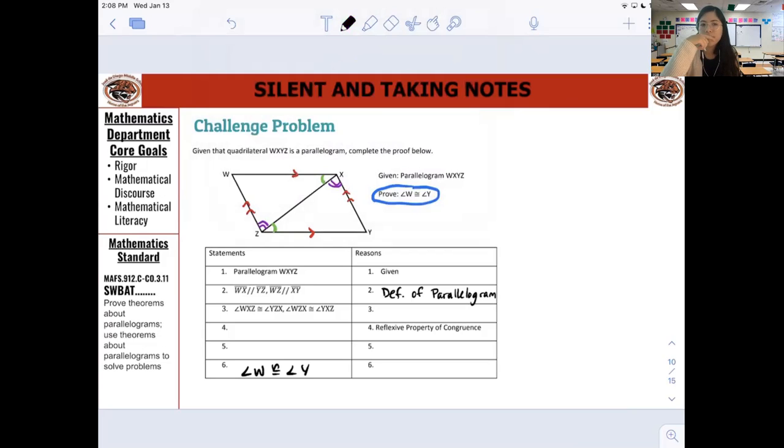Not ASA. Right. This is something else. Anybody else have an idea? Here, I'll break it down. Only the green ones. Only look at the green ones right now. How do I know that those are congruent?